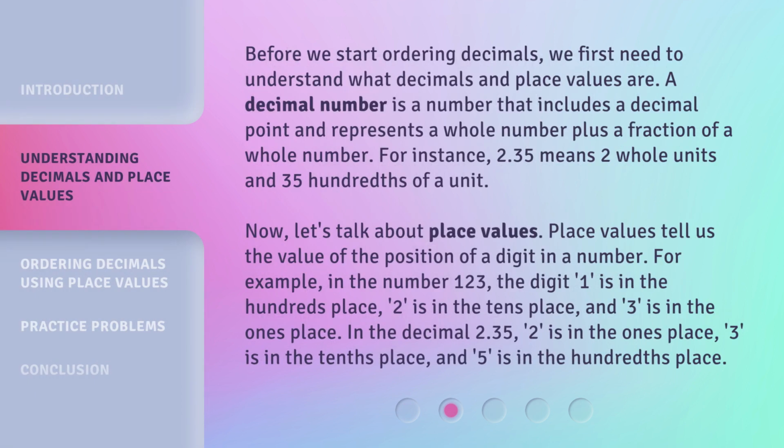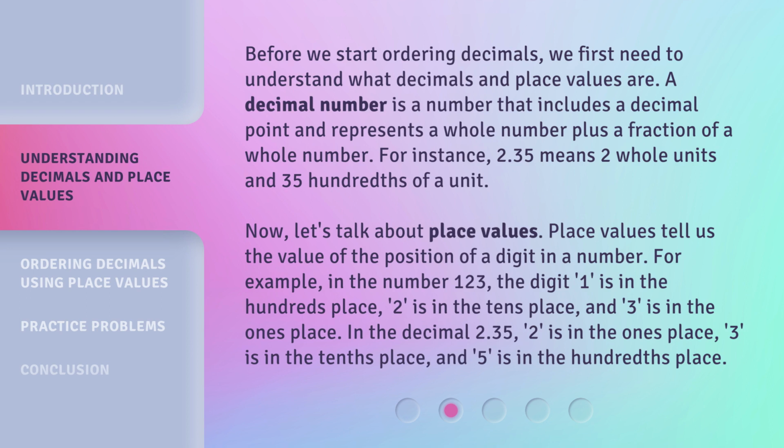Before we start ordering decimals, we first need to understand what decimals and place values are. A decimal number is a number that includes a decimal point and represents a whole number plus a fraction of a whole number. For instance, 2.35 means 2 whole units and 35 hundredths of a unit.